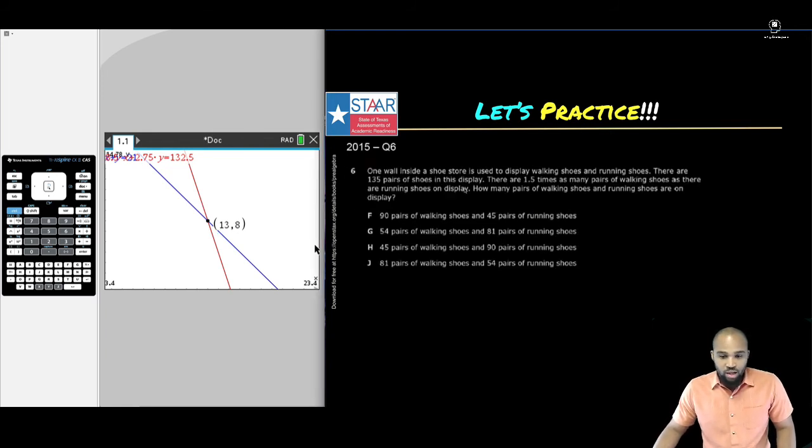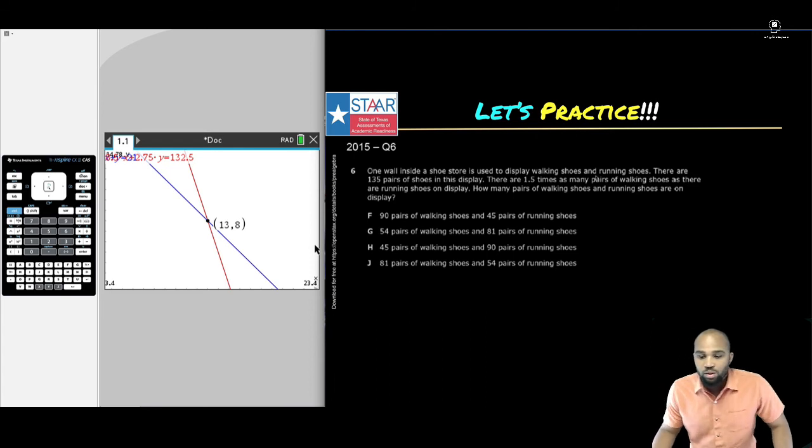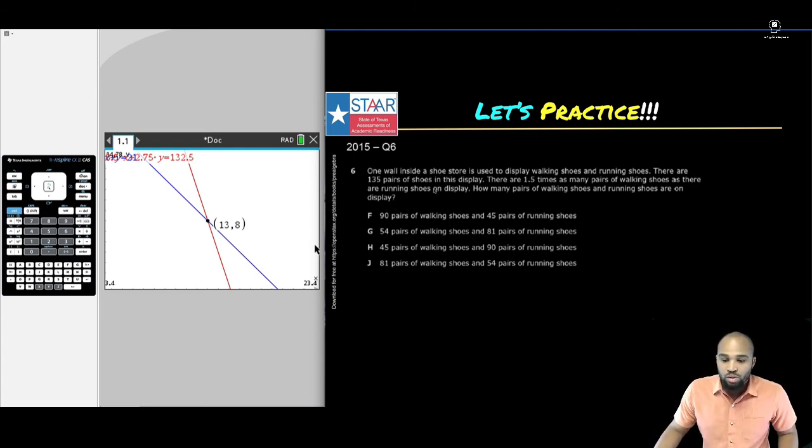One wall inside a shoe store is used to display walking shoes and running shoes. There are 130 pairs of shoes. So that's the total. And I'm going to stop there because I see that my question is talking about how many pairs of walking shoes. So I know there's a total, and I'm going to use this graph on my calculator again. So I'm going to call this x and this y. Walking shoes is x and the other is y. And I know there's a total of x plus y, 135 pairs.